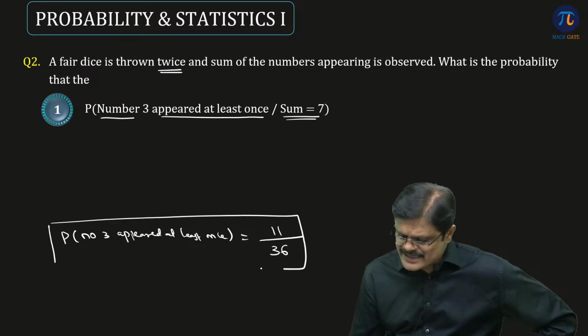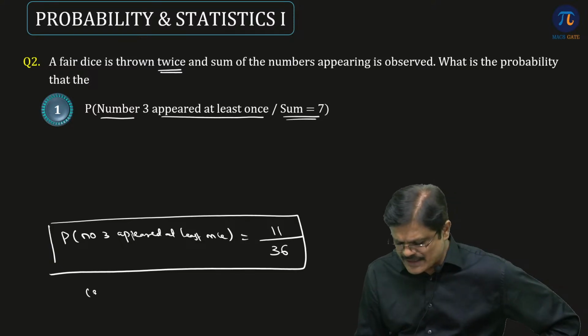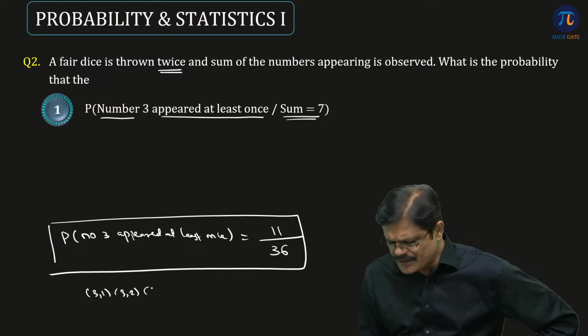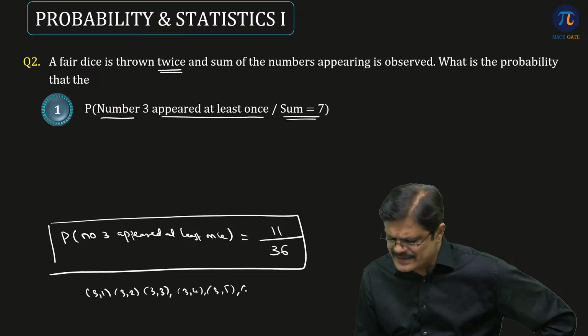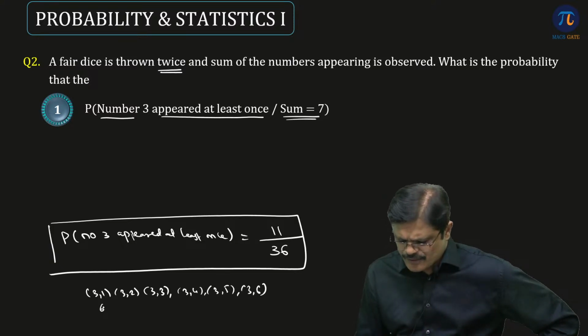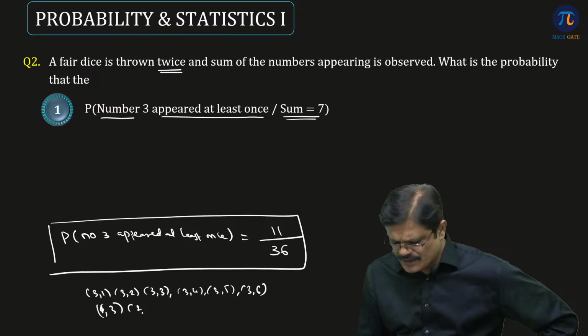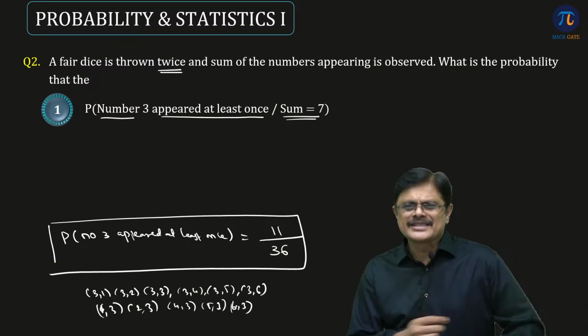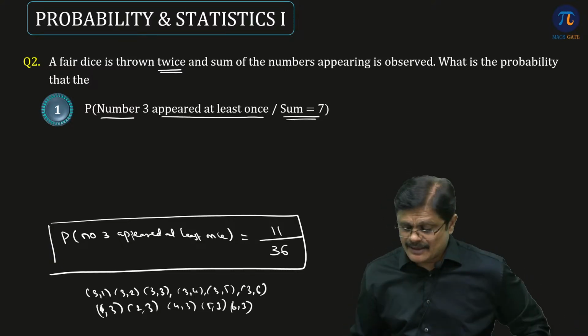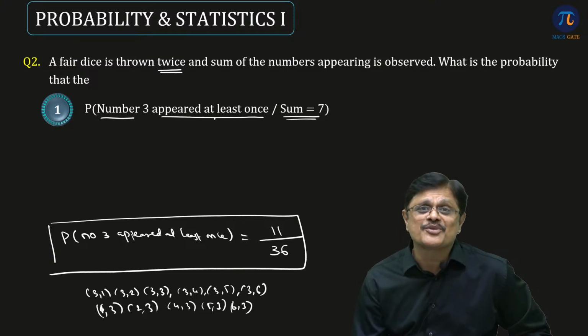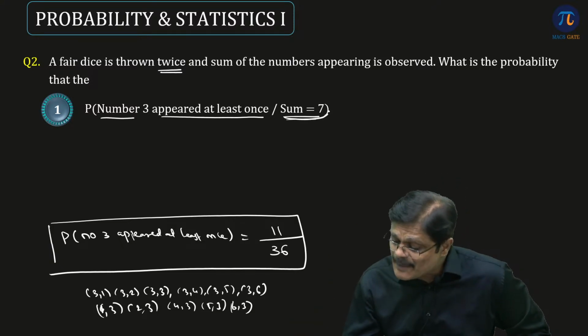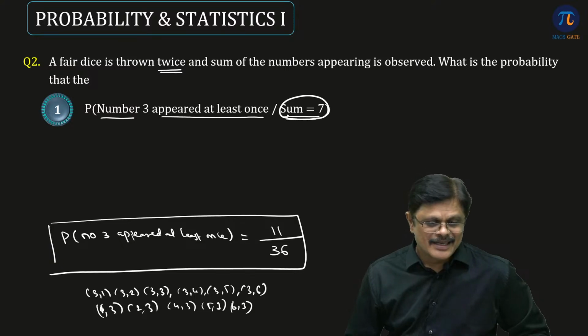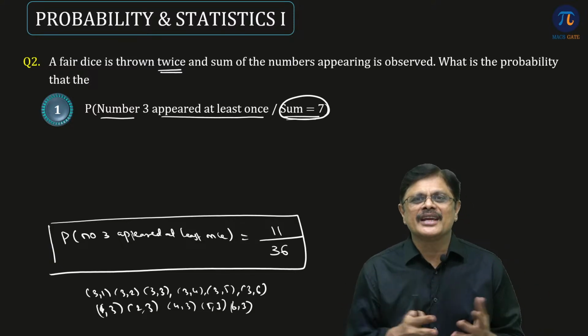If you are directly asked, number 3 appeared at least once, you can say (3,1), (3,2), (3,3), (3,4), (3,5), (3,6). Then also (1,3), (2,3), and (3,3) is already repeated, so I am not writing (4,3), (5,3) and (6,3) again. So totally 11 cases are favorable. But here it is not simply number 3 appearing at least once; it is when the sum is equal to 7 happened. See, we know for different sums what the favorable cases are.